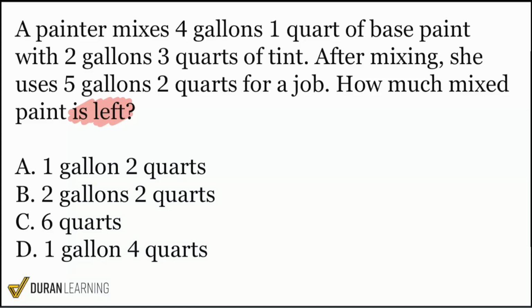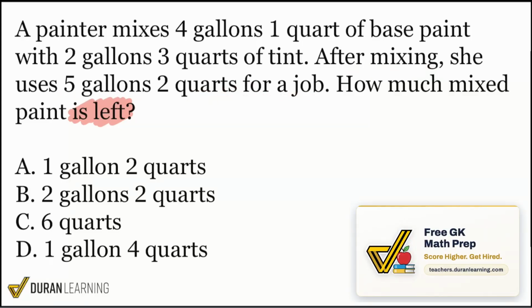Typically we're thinking subtraction. So here's what I'm going to do. I'm going to show you how simple this problem actually is and how the unit conversion part of it is truly what makes it tough. So watch. It says a painter mixes, and let me actually just use my pointer. A painter mixes this much paint with that much tint. After mixing, she uses this much for a job. So everyone think of it like this. The painter mixes this much paint with this much tint.